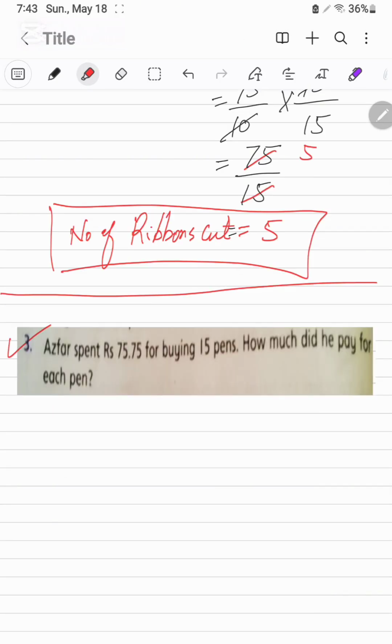It is question number 3. Azfar spent 75.75 for buying 15 pens. How much did he pay for each pen? Total amount paid, that is 75.75 rupees.